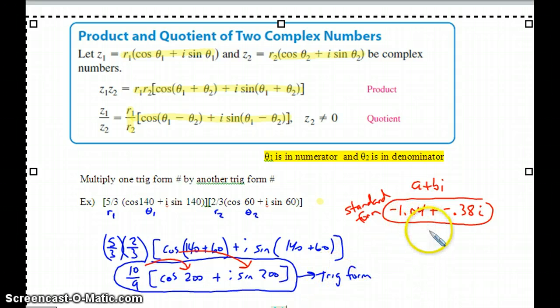Again, just pay attention to what your problem is asking you. It didn't ask me here to leave my answer in a certain way. Typically, if it's in trigonometric form, we would leave our answer in trigonometric form. But I want to show you both so you know how to do it either way.